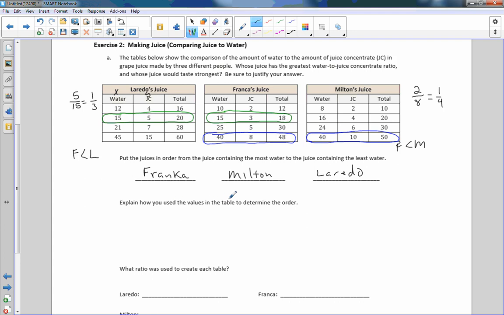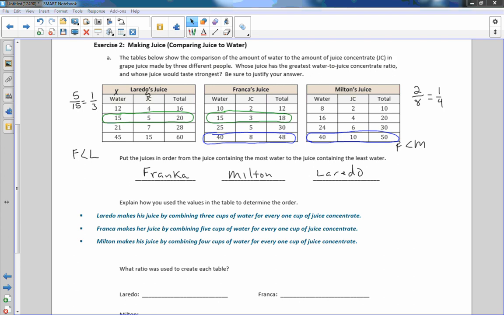Okay, explain how you use the values of the table to determine the order. Okay, so here's what we could say about that. Laredo makes his juice by combining 3 cups of water for every 1 cup of concentrate, 3:1. Franca makes her juice by combining 5 cups of water for every cup of juice concentrate. Okay, so where did that come from? Well, if I take 2 over 10, 2 over 10 reduces to 1 over 5. So 5 cups of water for every 1 cup of juice. And Milton makes his juice by combining 4 cups of water for every 1 cup of concentrate, which is right here. So 1/3, 1/4, and 1/5 is another way we could do that.